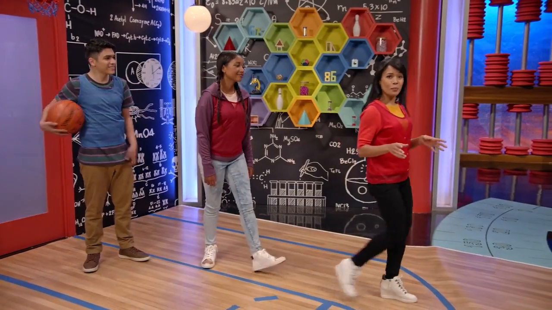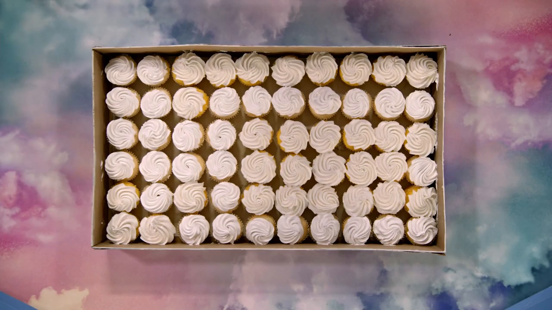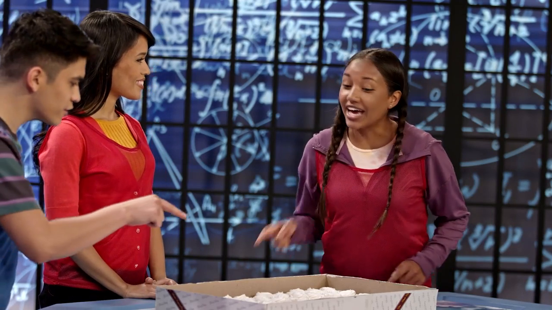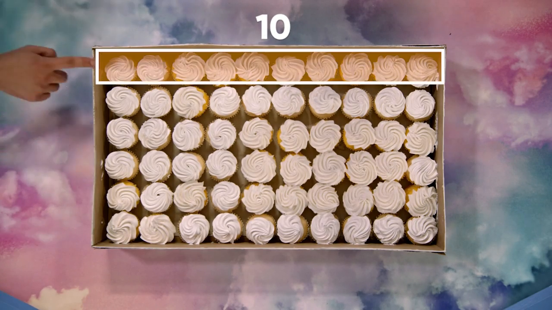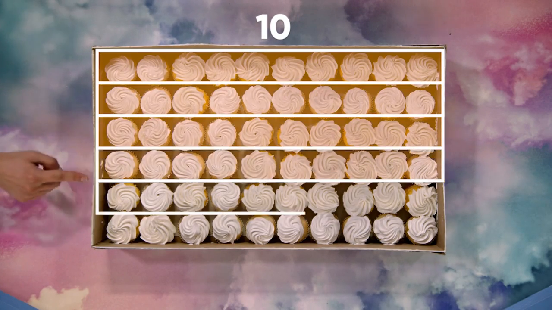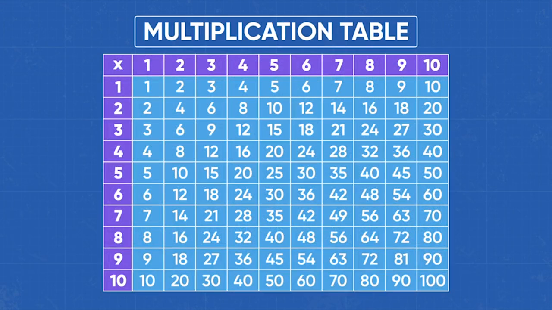Let's do a quick example to see how we can use it. Check out this box of cupcakes. How can you quickly count up all of these cupcakes? We can use multiplication to add equal groups. There are 10 cupcakes in each row, and there are 1, 2, 3, 4, 5, 6 rows. So that's 6 times 10, which we can now look up in the multiplication table. It looks like 6 and 10 cross at 60. So 6 times 10 is 60 cupcakes.